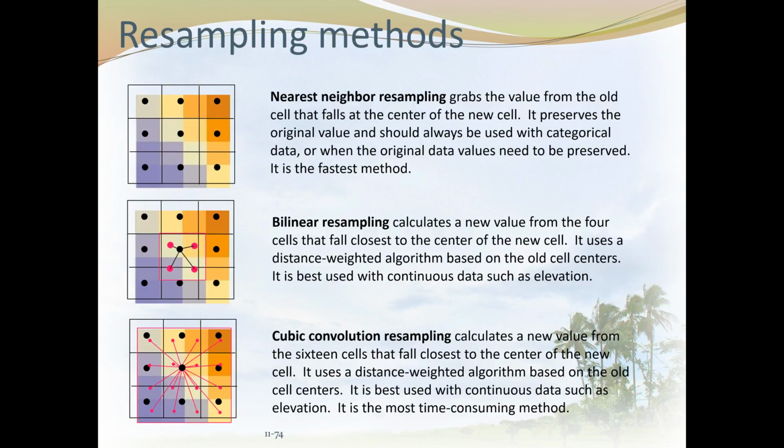And the cubic convolution resampling method determines a new value by a curve fit through the nearest 16 cell centers, and assigns the average value of the 16 nearest pixels to the new pixel location. Nearest neighbor is the fastest method and should always be used with categorical raster data. The bilinear method is the best for continuous rasters like elevation. So this is something we have to remember, okay?